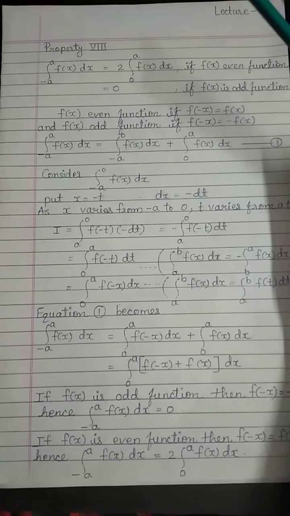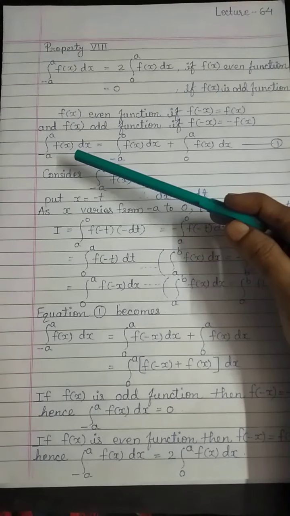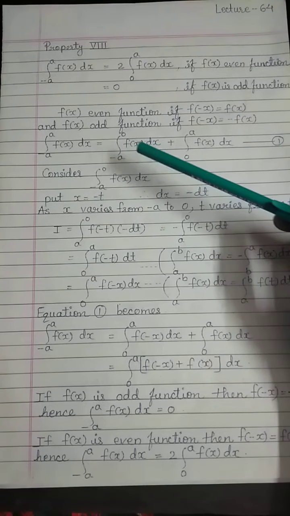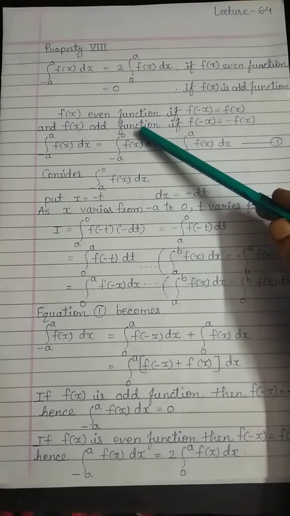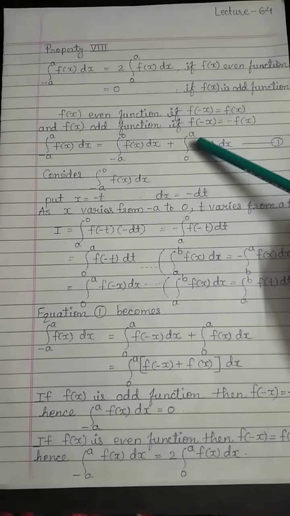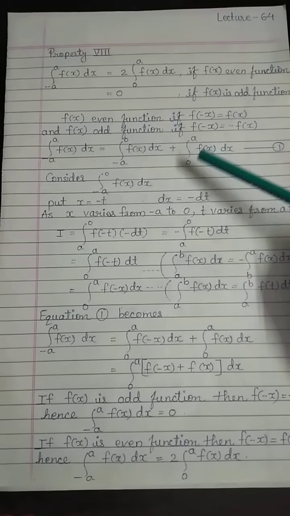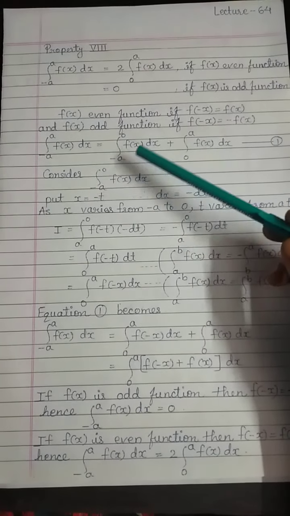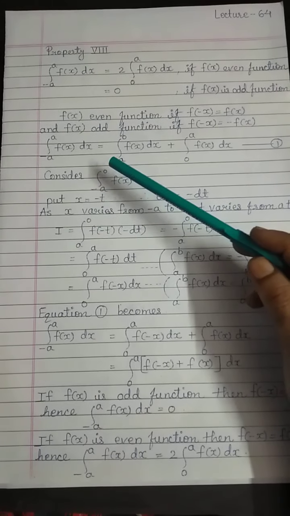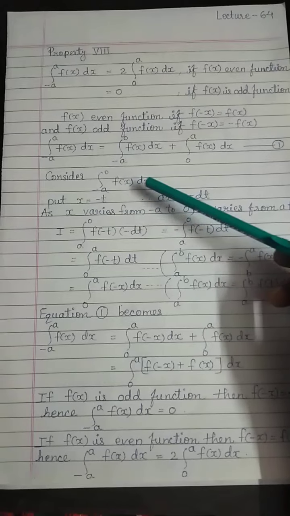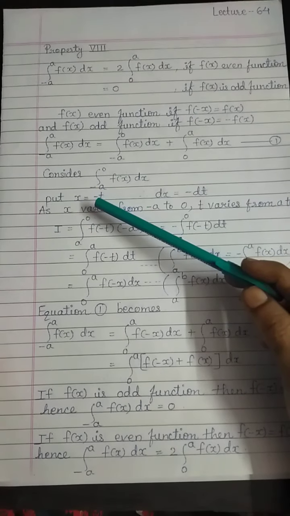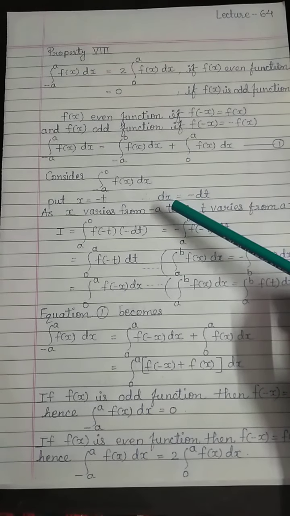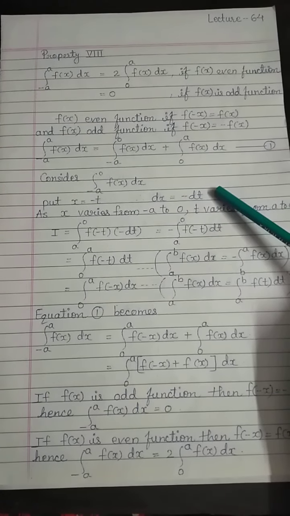integration as 0. Now here integration from minus a to a of f of x dx is equal to, we can split this as integration from minus a to 0 of f of x dx plus integration from 0 to a of f of x dx, and we will call this equation as equation number 1. Now suppose we consider the first term, that is integration from minus a to 0 of f of x dx. Now if we put x is equal to minus t, then differentiating with respect to x, we will get dx is equal to minus dt.